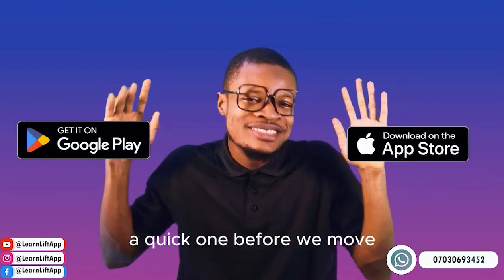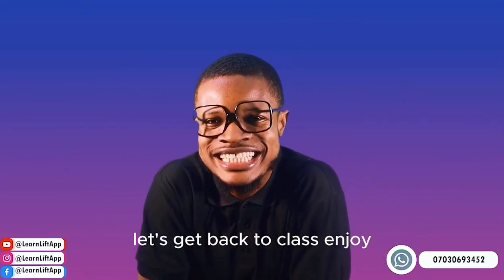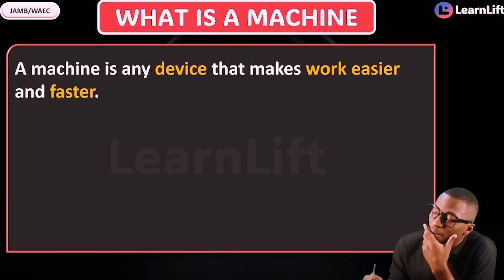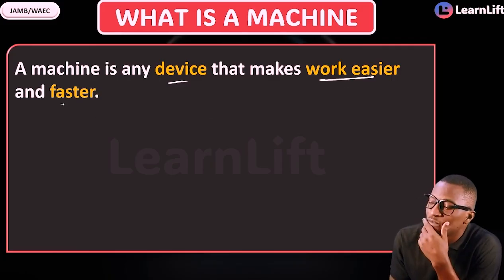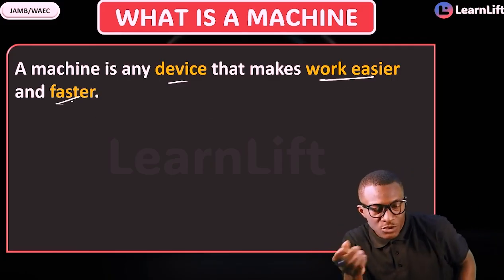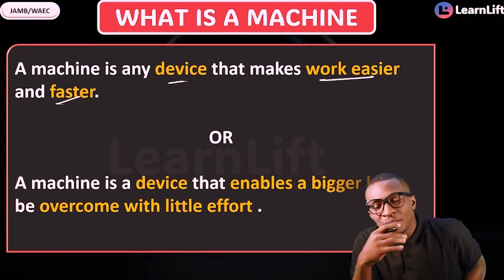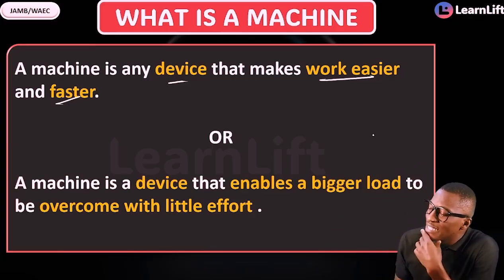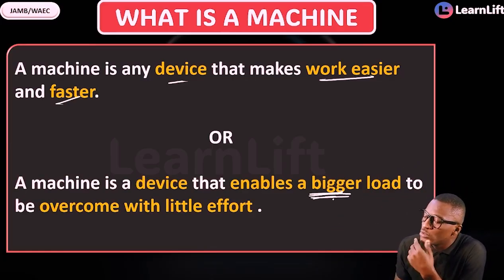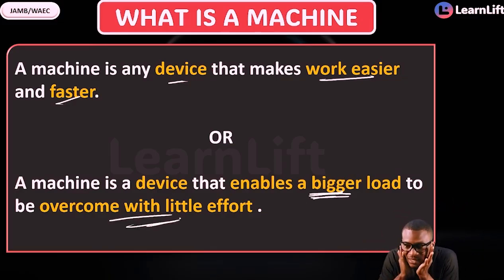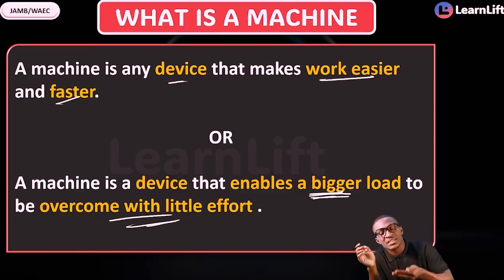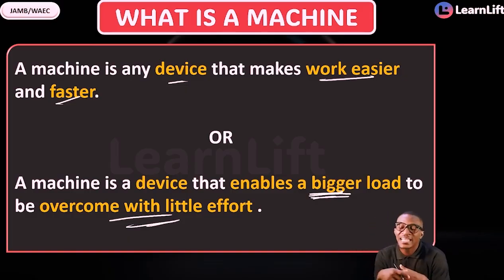A quick one before we move. Let's get back to class. We said the machine is any device that makes work easier and faster. Any device that makes work easier and faster is said to be called a machine. Or we go further to say that a machine is a device that enables a bigger load to be overcome with little effort. Please understand the concept. Every word is a past question. Any device that makes a bigger load to be overcome with little effort is said to be called a machine.